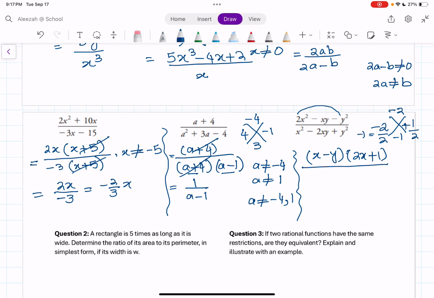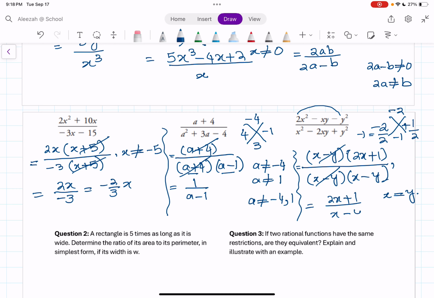Similarly, when you factor the denominator, it's a simple trinomial, it will be x minus y times x minus y. Okay, before I cancel out, I will write the restriction. I have the same factor in the denominator, two factors which are the same. So my restriction is simply x is not equal to y, right? Okay, once I cancel that, I'm left with 2x plus 1 divided by x minus y, I mean.